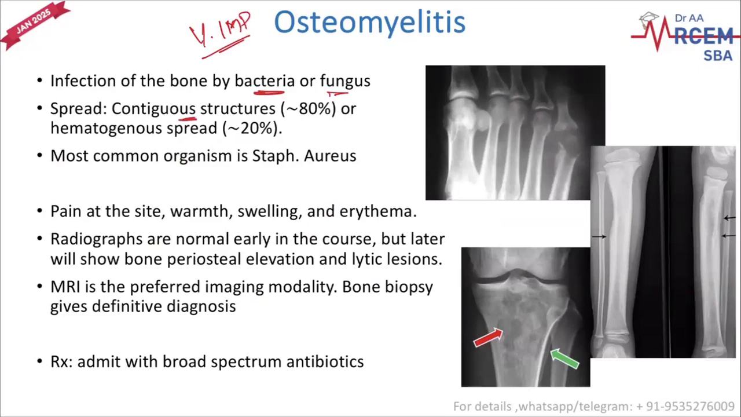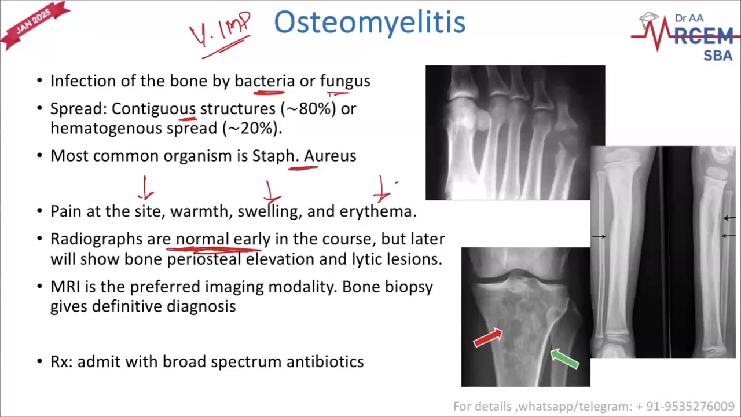Most of the time, it is from the surrounding structures. The overlying skin gets infected, then enters into the bone. So our joint space, septic arthritis, eventually resulting in osteomyelitis also. Most common organism, like septic arthritis, it is Staph aureus here also. Overlying the skin, the joint space might be warm and there might be some swelling, some redness might be present, sometimes may not be present. Radiologically, early signs in the course might be completely normal. You might not see anything. So early signs are not present.